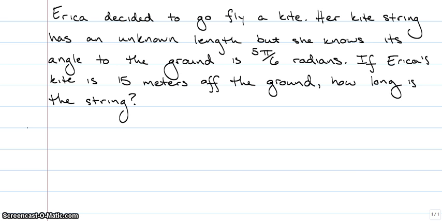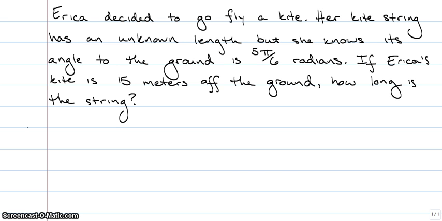Now, I'm going to pause and think about that for a second, because when I think about Erica going to fly a kite, I know I'm seeing this right triangle in my head. But then I gave you a degree, or excuse me, a radian. So you have two options. First of all, you could try to go and change your calculator if you're really feeling a little adventurous.